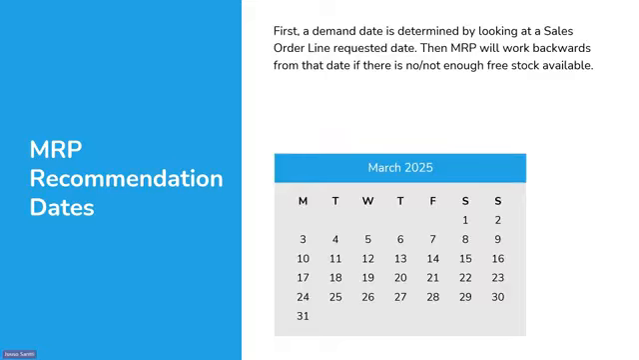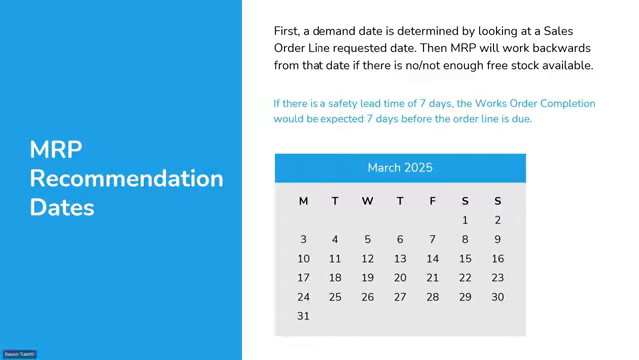Firstly, the demand date, let's say, is a sales order line requested date. Then MRP will work backwards from that date just to see what is available and what we need. Say we have a safety lead time, which is basically a buffer time, and the works order would be completed, let's say, 7 days, a week, before the order line is due.